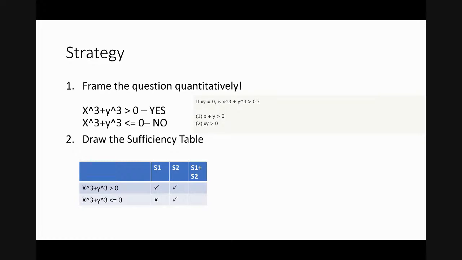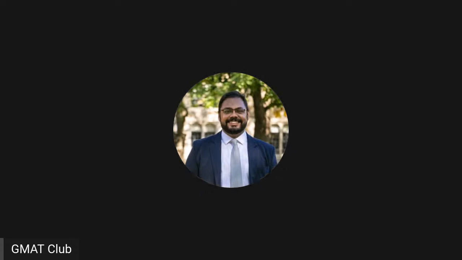Okay, so what I want you to do today is go to GMAT Club and try to find questions like these, yes, no type questions, which sort of do the same thing, and try to use this data sufficiency table in a way where it makes your life easier and helps you be more organized, right?